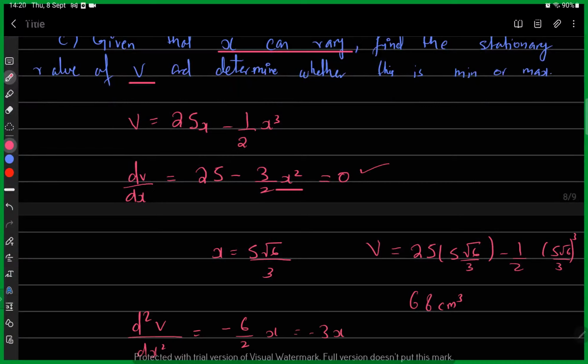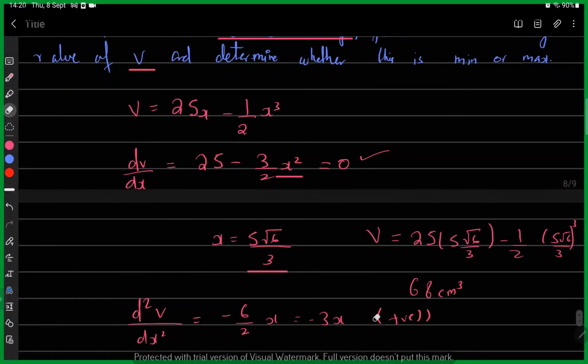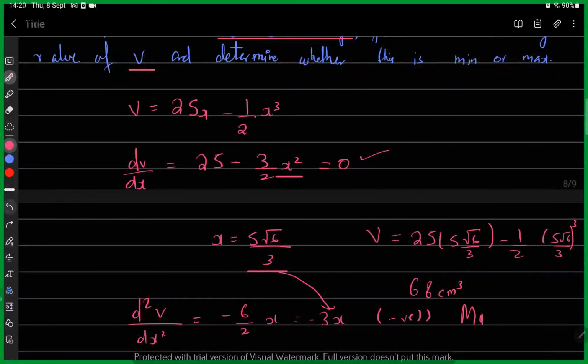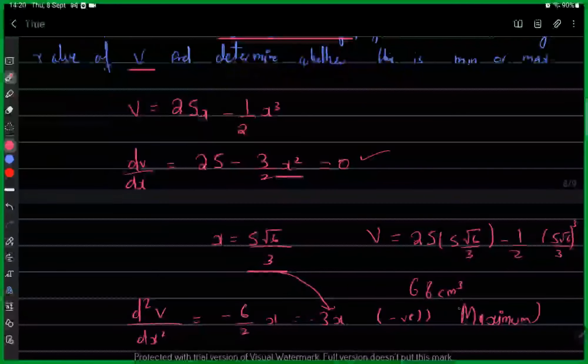Okay, it's negative 3x. And I know that this x value is positive. So the overall answer is going to be negative because x is positive and negative multiplied by positive is negative. So when the second derivative is negative, it's going to be the maximum point, right? Yes, miss. This is the idea.